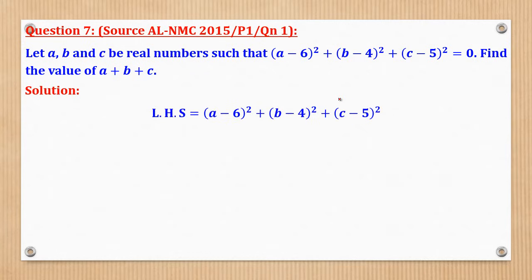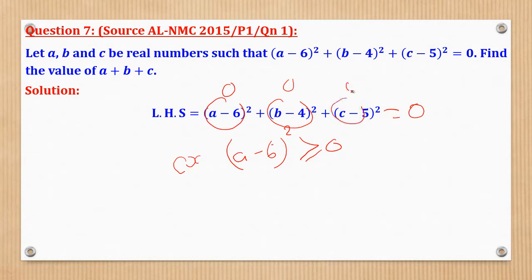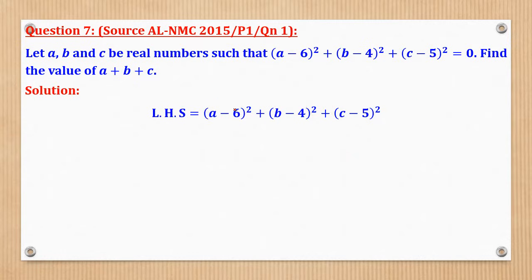What you need to do is to remember that the smallest value of an even power is always 0. So anything raised to an even power must be greater than or equal to 0. Now, if this is equal to 0, it means that each of these was supposed to be 0, 0, 0, like that. When that is known, it means that you shall equate each to 0.